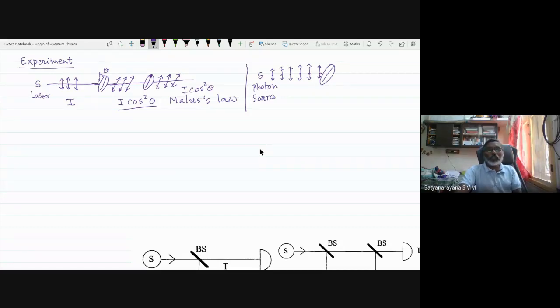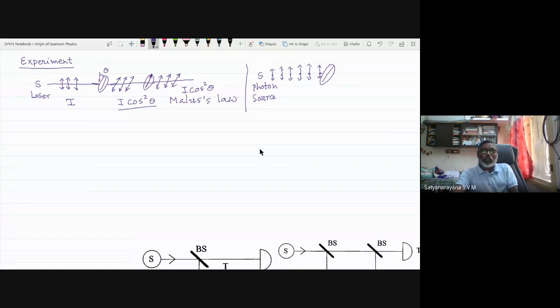In this case we cannot say that a part of the photon is coming out. A photon is not divisible. It is a single unit, a particle, and a part of the particle will not go through, right? So this is a major difference between quantum mechanics and classical mechanics. What happens here is that one of two things happens.